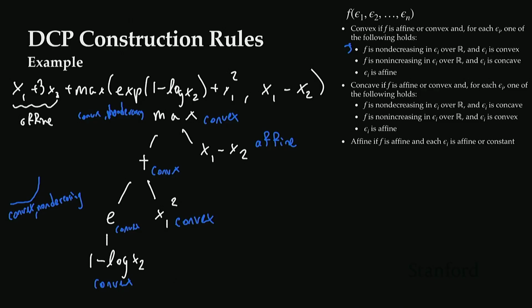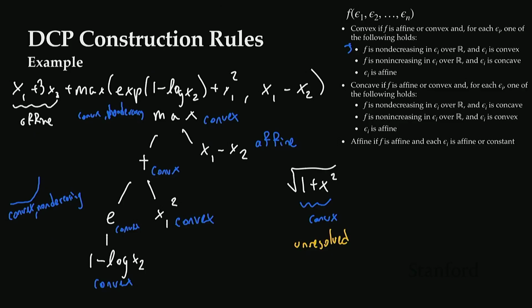I want to do one more just to highlight a point here. What about square root of 1 plus x squared? 1 plus x squared here is going to be convex. Now what about square root of a convex function? Cannot say. This is unresolved. Right? This is not any of these rules.